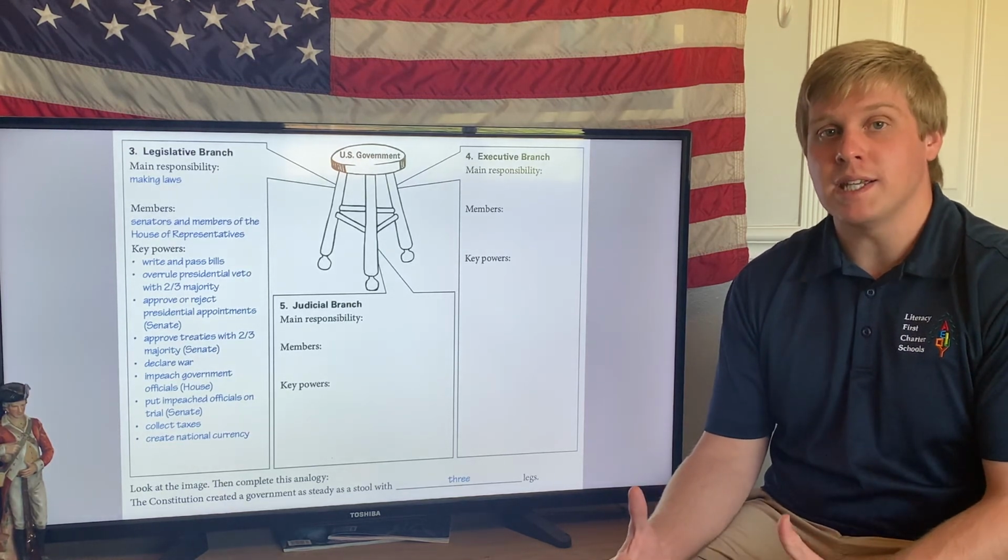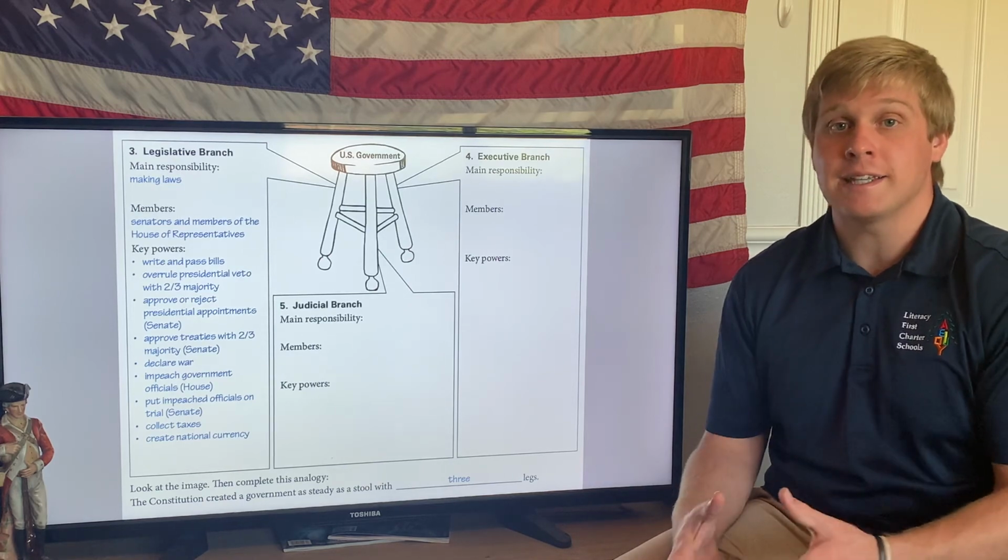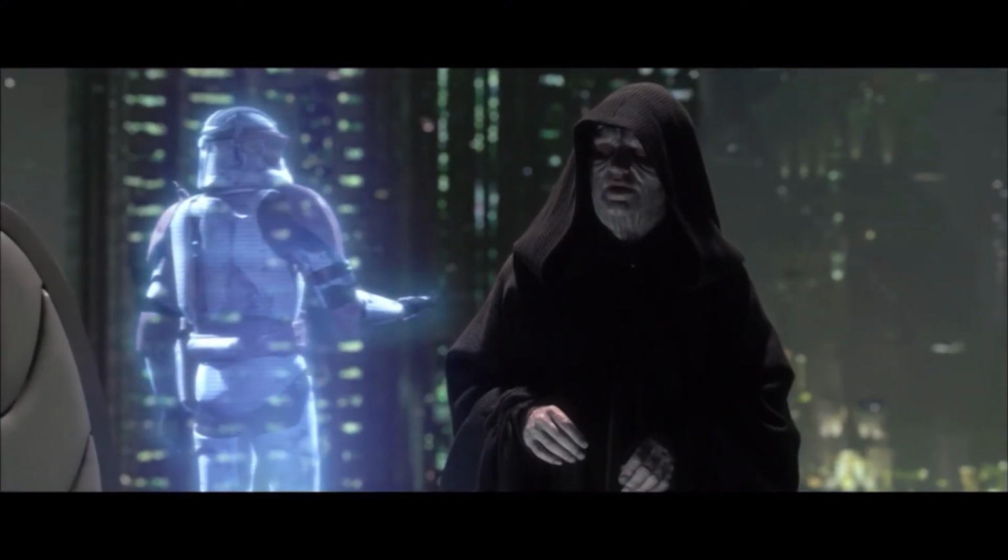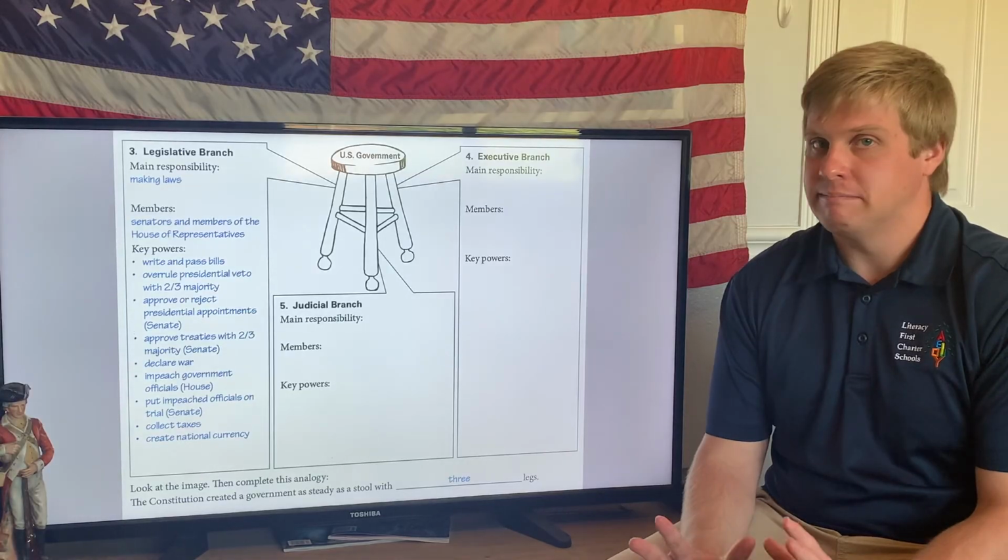Now that we know who makes the law, tomorrow we're going to learn about who executes the law. Execute Order 66. Don't worry, it's not that bad.